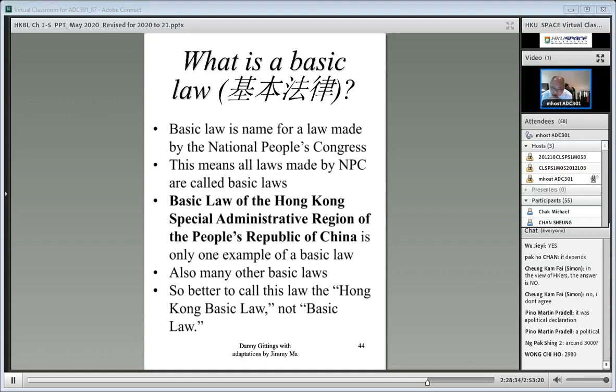Basic law, 基本法律, is a generic term. When it is used as a generic term as opposed to a specific name, it refers to a law made by the National People's Congress, the NPC. This means that all the laws made by the NPC are called basic laws. The Hong Kong SAR Basic Law is an example. And indeed, when you deal with mainland China in law, you will see other laws being described and understood as basic laws. So for our purpose, we often encourage students to use the expression Hong Kong Basic Law as opposed to simply basic law, which might be misunderstood.